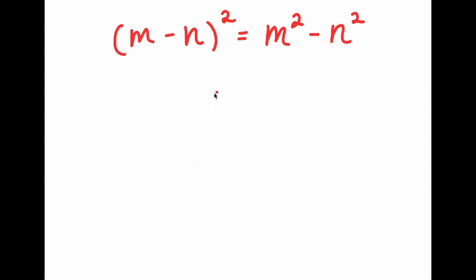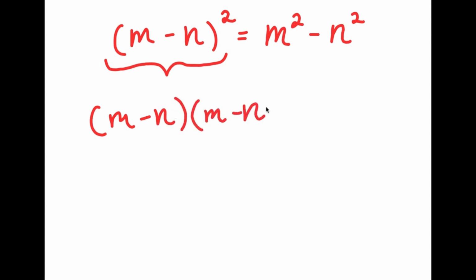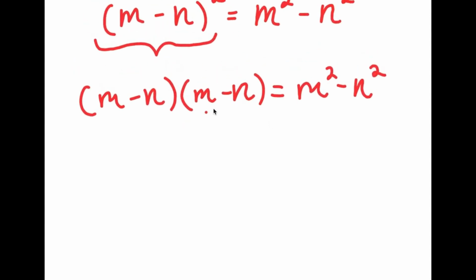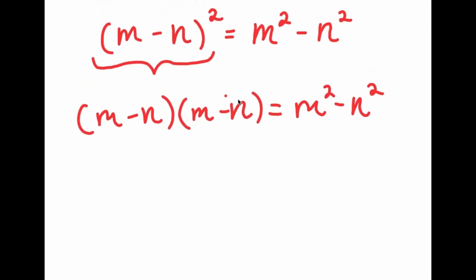Alright, so in this problem I have (m minus n) squared is equal to m squared minus n squared. So to solve this problem, I'm going to first start by rewriting (m minus n) squared. And I'm going to rewrite this as m minus n times m minus n.